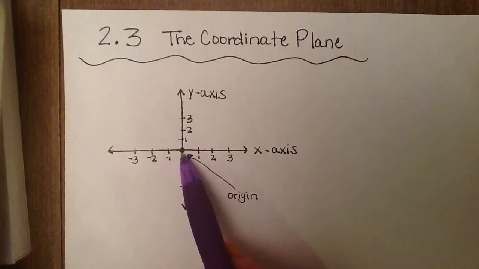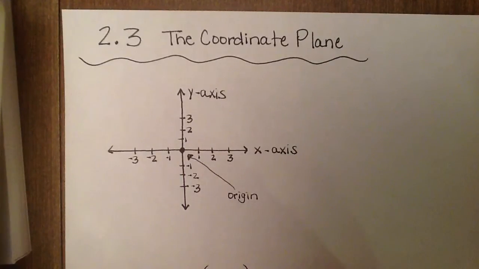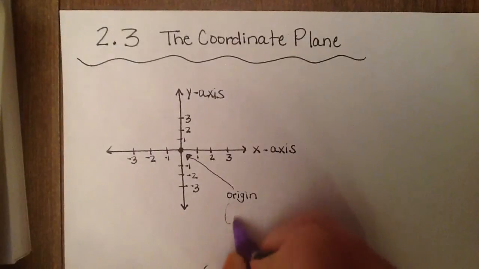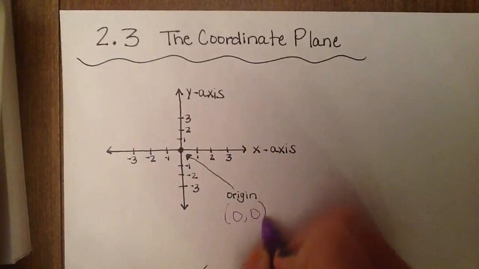Where they meet is what we call the origin. That middle point where they meet is what we call the origin. The coordinates of the origin are 0, 0.